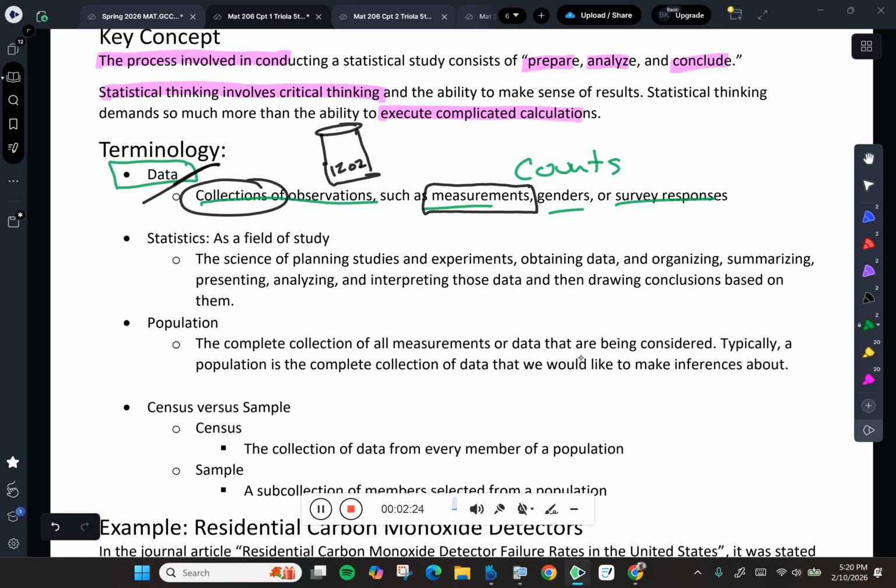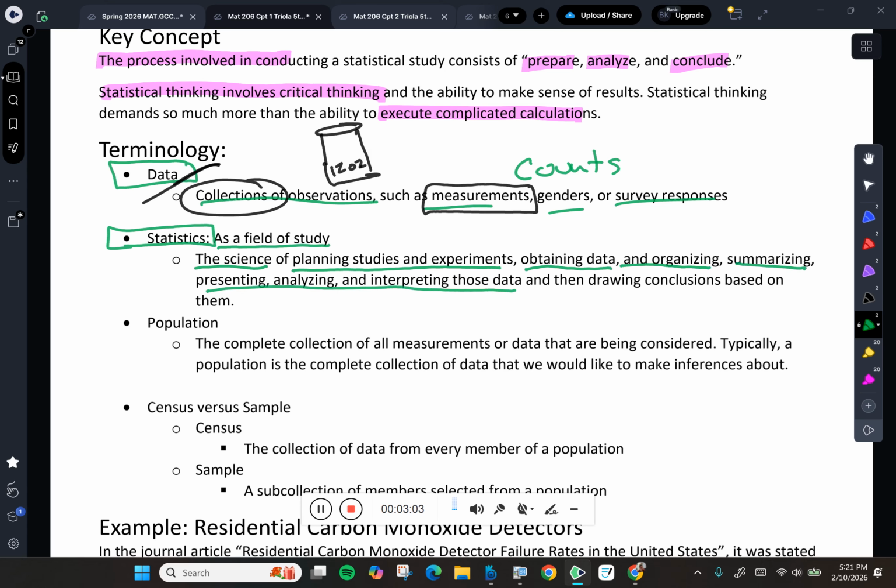Right? We're also going to use the word statistics a lot. Now, statistics as a field of study, because it has two different definitions, and I'm sorry about that, but it just is how it is. As a field of study is the science of planning studies and experiments. Once you've got it planned, obtaining data for that study or that experiment, organizing, summarizing, presenting, analyzing, and interpreting that data.